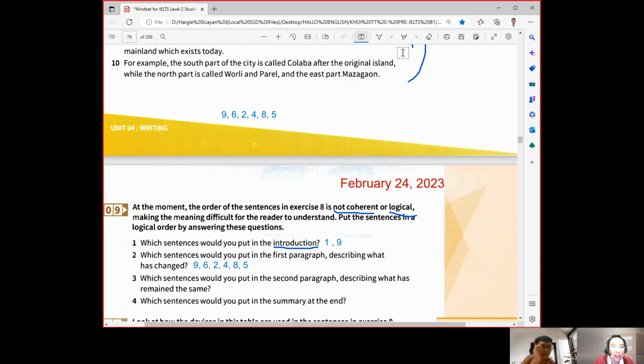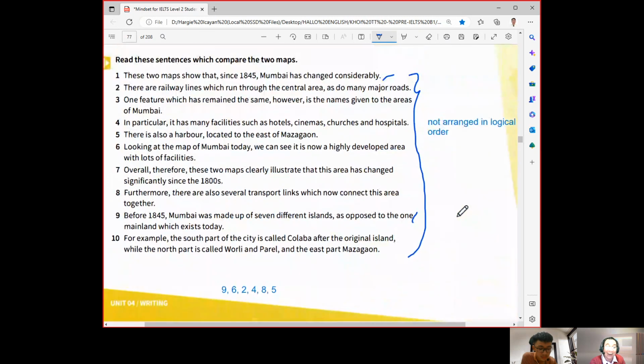Next, which sentences would you put in the second paragraph describing what has remained the same? Again, the question here: previously it was describing what has changed, so we described the changes that happened in Mumbai. This time, it's describing what has remained the same. You have a clue. Remain the same, so that will be the key.